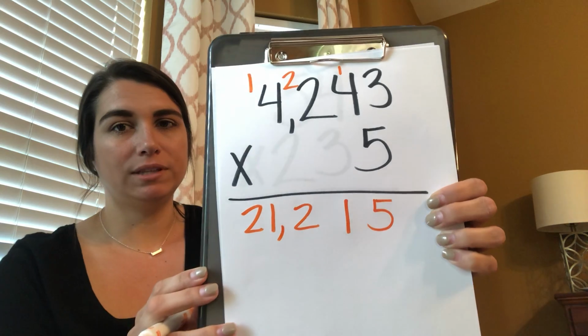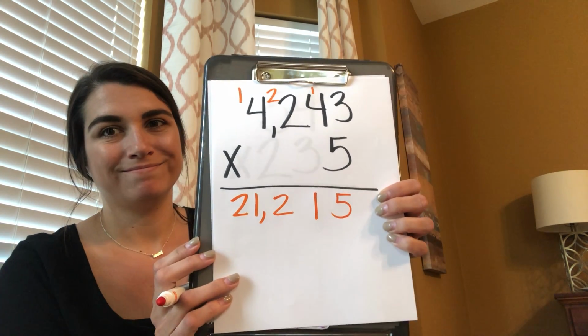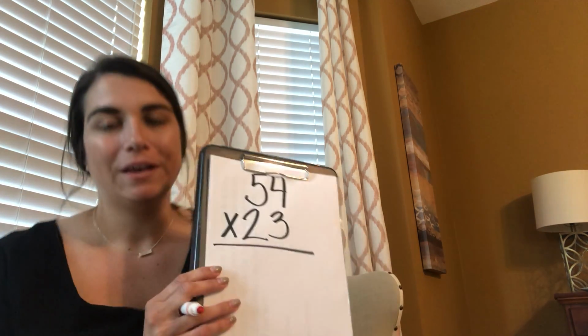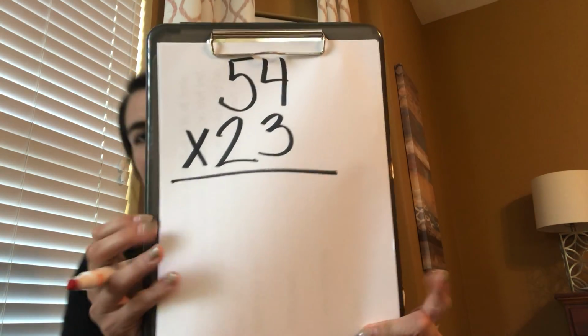So you should have got 21,215. Virtual high five if you got that one right. All right, my next one. Oh man. Double digit by double digit. Go ahead and pause and solve.